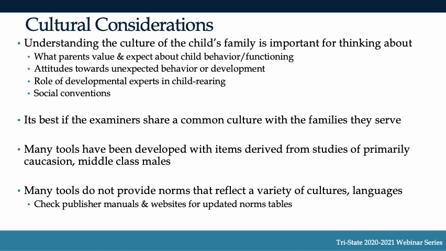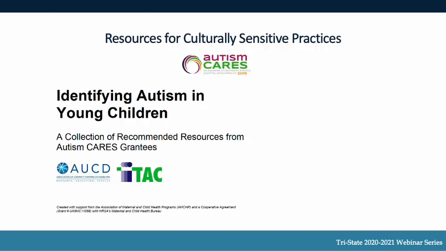And as publishers are getting better at seeking more representative normative samples, you may find that you need to check not only the publisher manuals of the tools you use, but look at their websites in a pretty regular way for updated norms tables. So, as a field, we have a way to go to improve our culturally sensitive practices in autism evaluation, but a couple of resources I wanted to share with you could be helpful in your career development in this area.